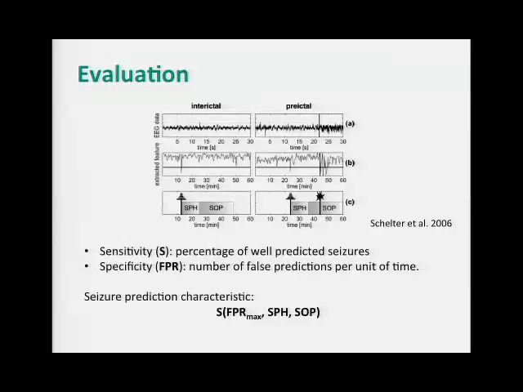For example, the first thing is the seizure prediction horizon. That is the time that we need for any control or action or intervention that we will take to prevent the seizure. For example, the minimum time that we need for a drug administration to act, or for the electrical stimulation. So this is the seizure prediction horizon.